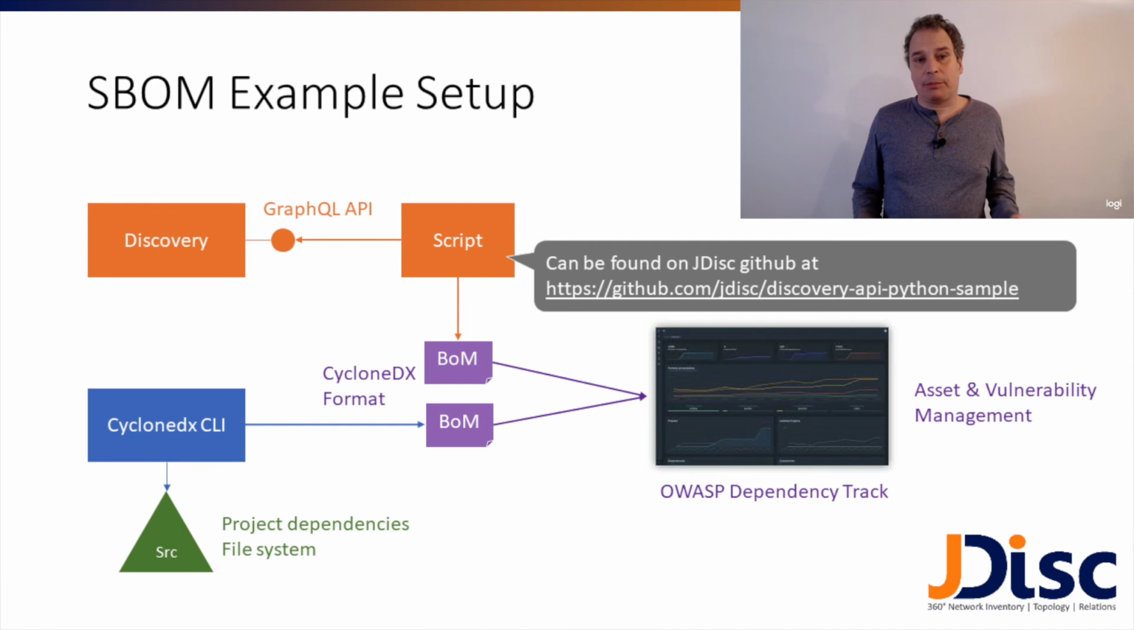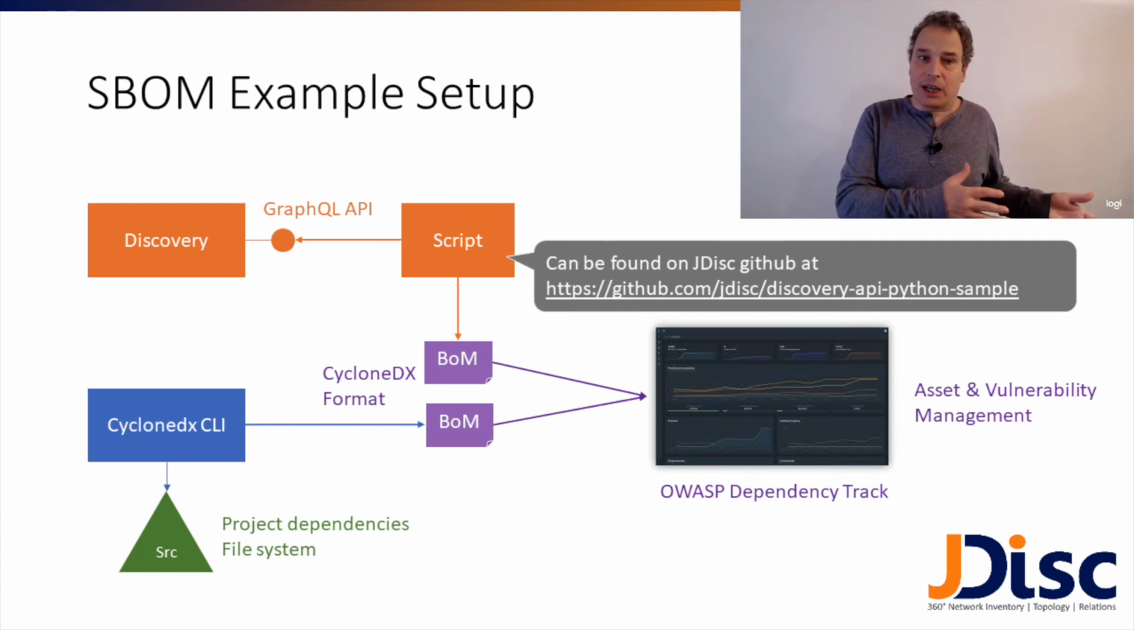Now let's look at a practical example of how we can get a complete software bill of material. On the one hand, we use the CycloneDX command line tools so that we can scan the file system for, for example, packages or components of a project. This creates a bill of material file in JSON. On the other hand, we use a discovery tool to look at our system. So in this case, it's JDisc Discovery.